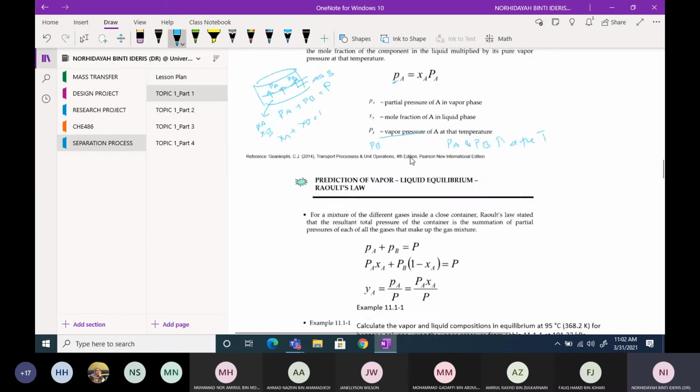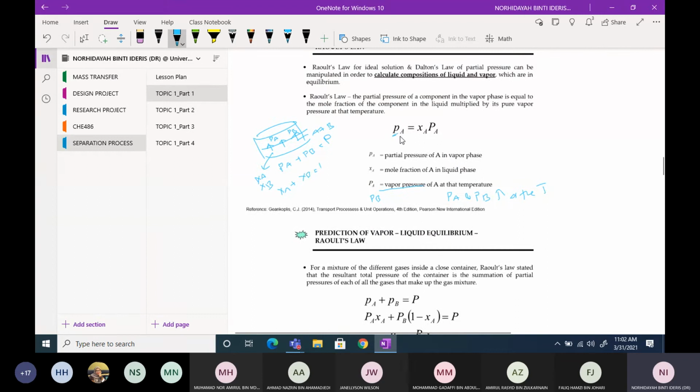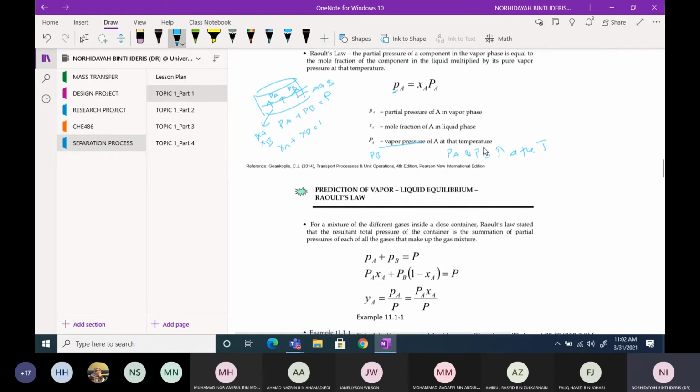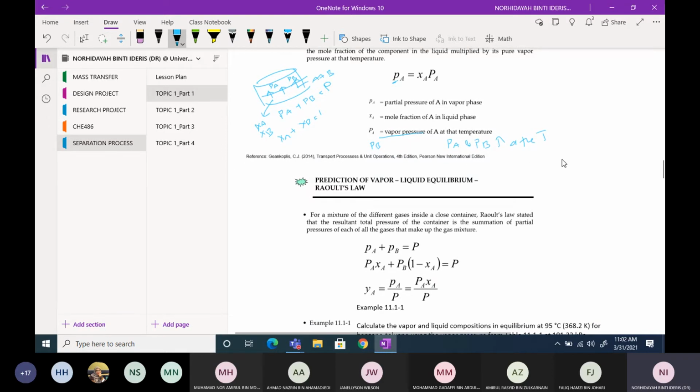So the relationship between the partial pressure and the vapor pressure with the mole fraction is pA is equal to xA pA*. Alright, so as I said before, pA plus pB is equal to P, the total pressure.